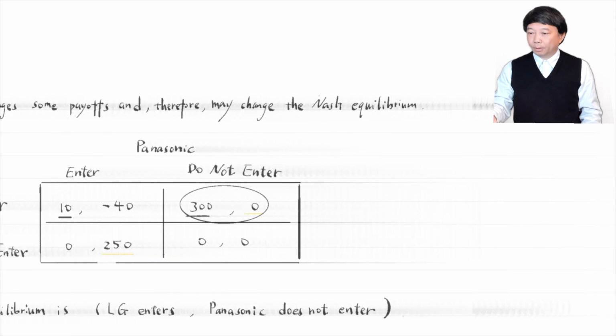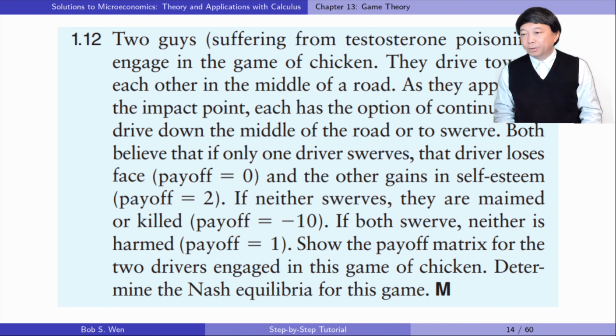Let's go to exercise 1.12. Two guys engage in the game of chicken. They drive toward each other in the middle of a road. As they approach the impact point, each has the option of continuing to drive down the middle of the road or to swerve. Both believe that if only one driver swerves, that driver loses face and the other gains in self-esteem. If neither swerves, they are maimed or killed.